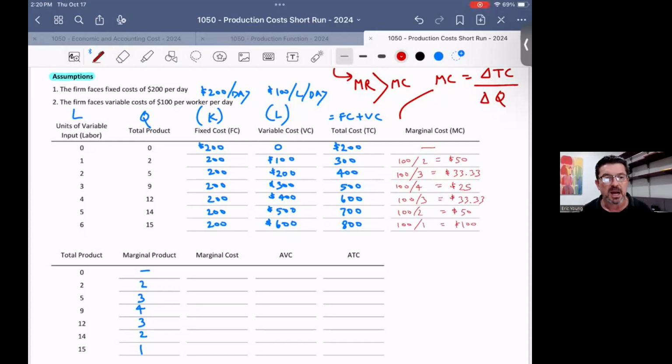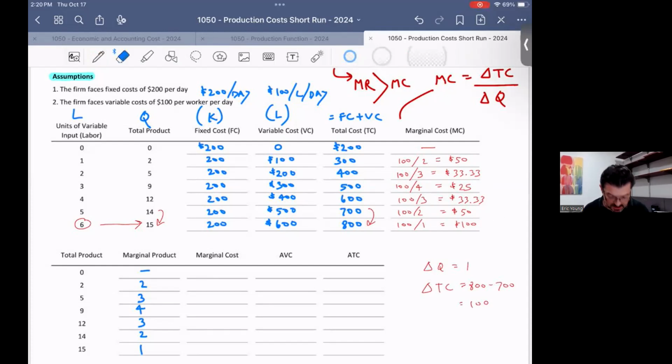Yikes. Hiring that 6th worker, that was kind of costly. We hired that 6th worker. We have 15 pizzas. The 6th worker only gave us 1 extra pizza. So for the 6th worker, the change in Q was 1, but the 6th worker jacked up our cost of production from 700 to 800. That's $100. Yikes. We had to spend $100 to make that additional pizza. That marginal cost was $100. That's an expensive pizza.